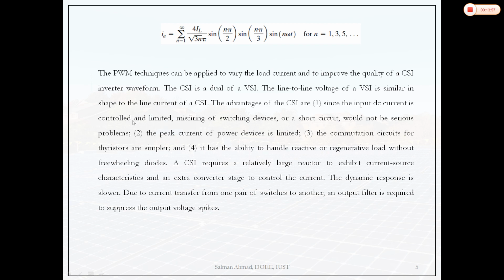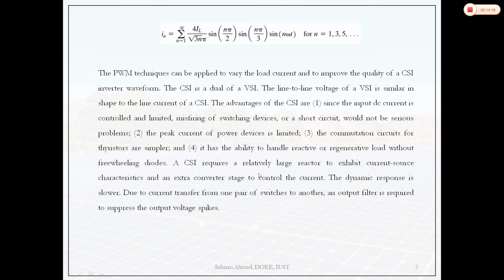Since the input DC current is controlled and limited, misfiring of switching devices or a short circuit would not be a serious problem. The peak current of power devices is limited because you are controlling the current. The commutation circuits for thyristors are simple. It has the ability to handle reactive or regenerative load without freewheeling diodes.